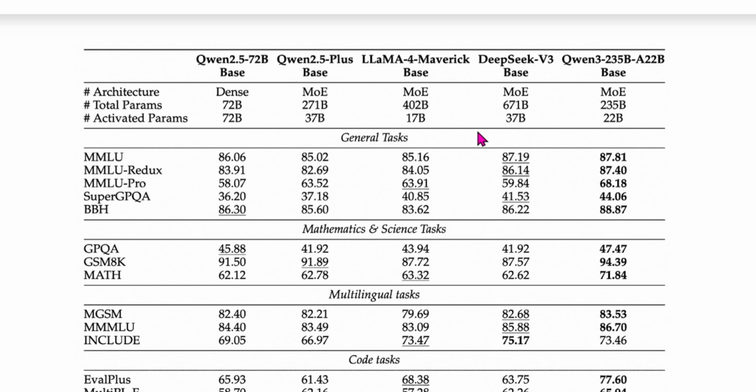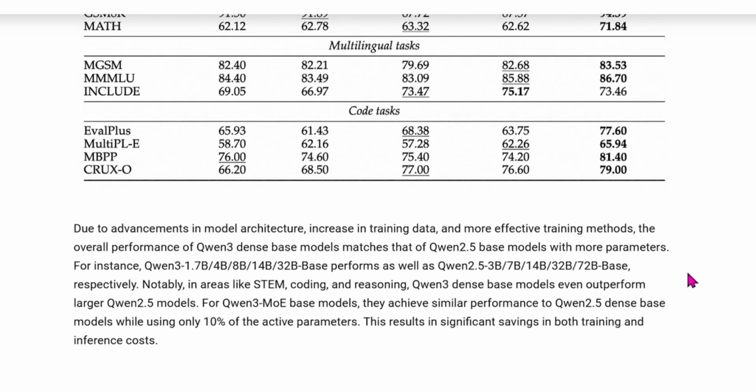Now these are the different architectures, and we can see the different benchmarks. For general tasks, you can see on the right, the Qwen 3 235 billion, A22 billion, is performing at the top on all the benchmarks except for multilingual tasks, in which DeepSeek V3 base wins. Otherwise, for all these tasks, this is the top and the underlying one is the second. For example, in GPQA, the highest parameter Qwen 3 scores 47.47, and the second is Qwen 2.5 72 billion base. So you can see all these benchmarks across general tasks, maths, multilingual, and code tasks, and this is amazing.